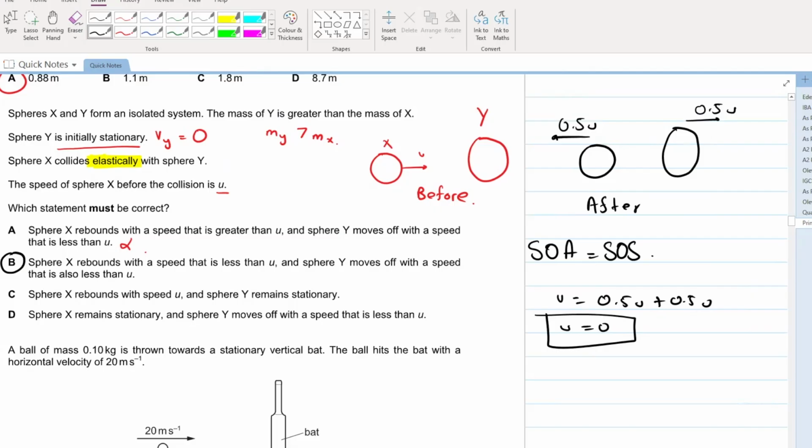Did you understand? Yes or no? D cannot be your option again for the same reason. Beta, why will D not be your option? Again for the same reason, because if your object gets stationary, let's say this object gets stationary, and this is traveling with a speed less than u, speed of approach will not be equal to speed of separation. And sphere x rebounds with speed u and sphere y remains stationary, this is also not possible.